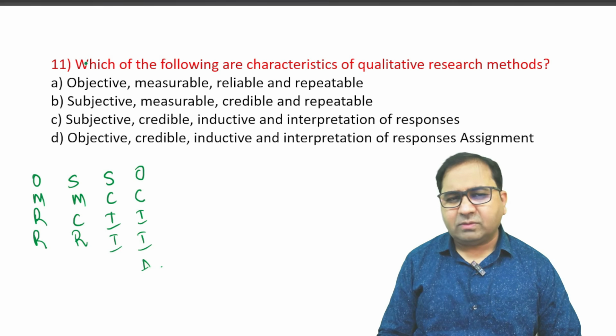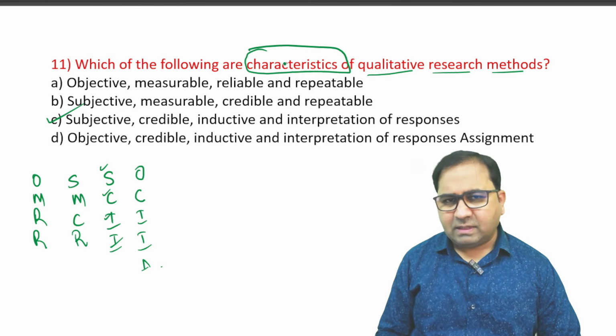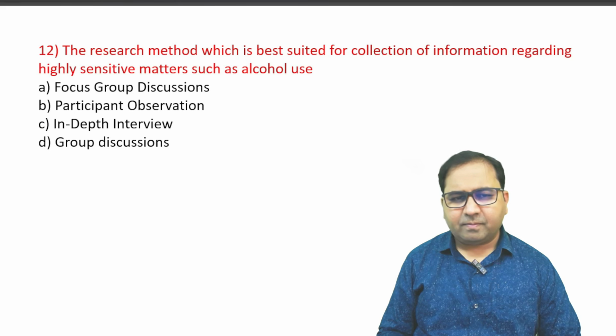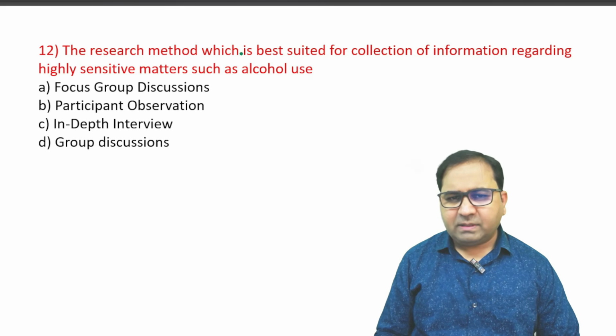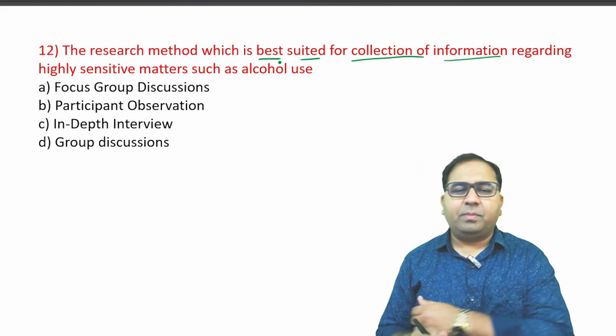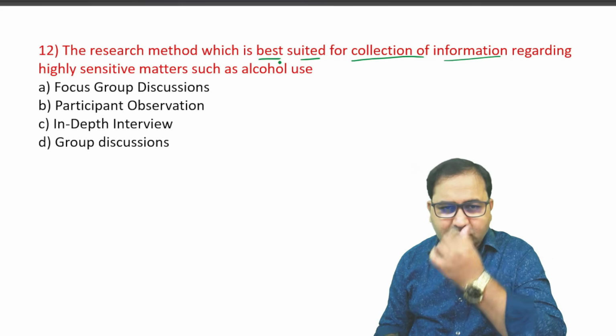So, the answer for this question, which of the following are the characteristics of qualitative research methods, is option C: subjective, credible, inductive, and interpretation of responses. If this question comes in the examination, directly put this answer. Next question. The research method which is best suited for collection of information regarding highly sensitive matters such as alcohol use is what? Options are A, focus group discussions, B, participant observation, C, in-depth interviews, and D, group discussions.